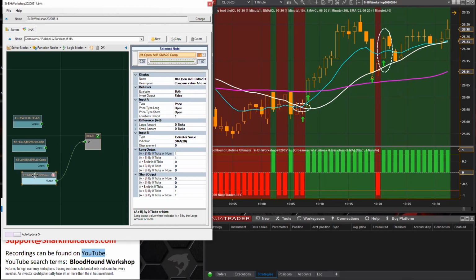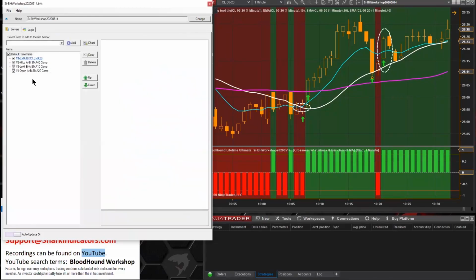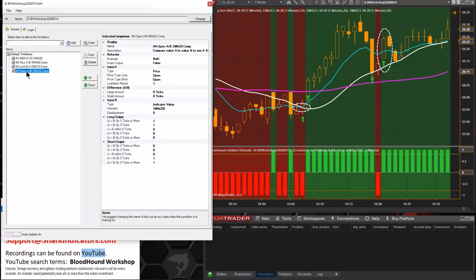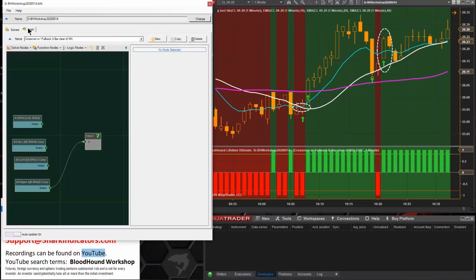So now we need another solver just like this, but we need to look at the close price instead of the open price. So what I'm going to do is go to the solvers tab, click on the number 4 open above or below SMA 20, make a copy of it, and this time we're going to switch it over to the close price. There, switch this over. Now we're comparing the closing price to the SMA 20 and making sure that the closing price is above the SMA 20. Okay, so let's switch it back over to the logic tab.